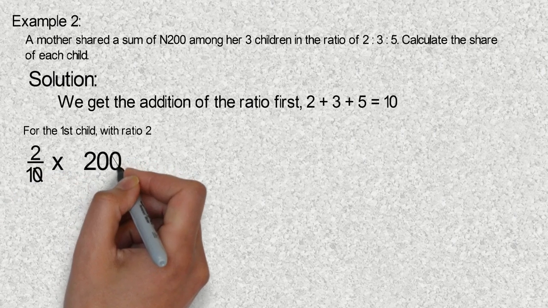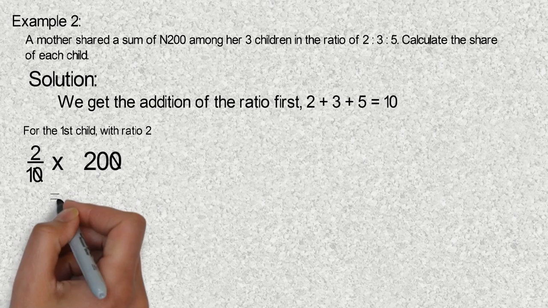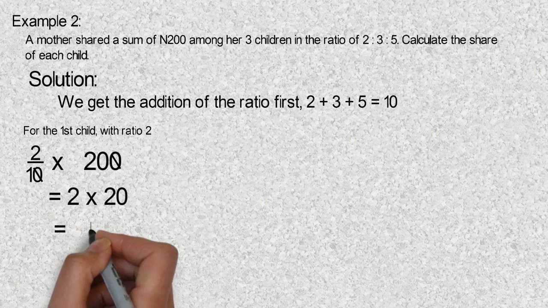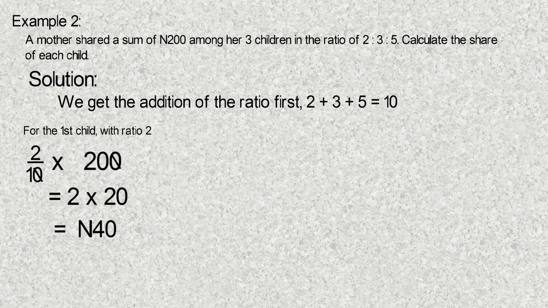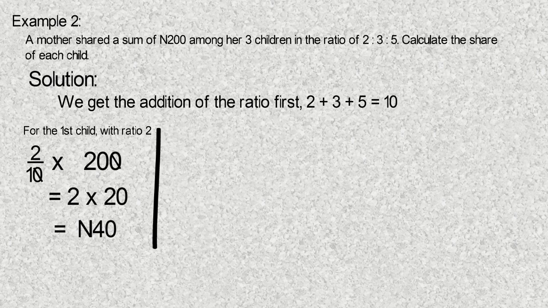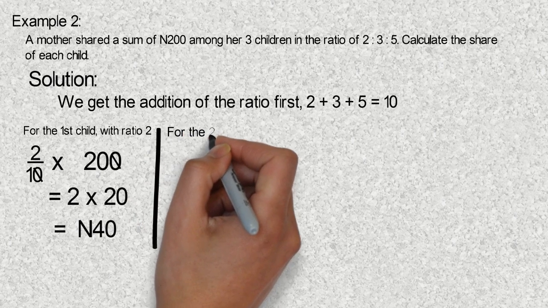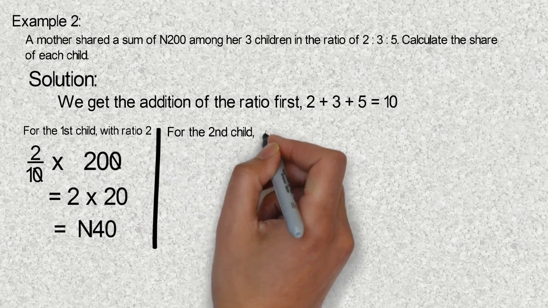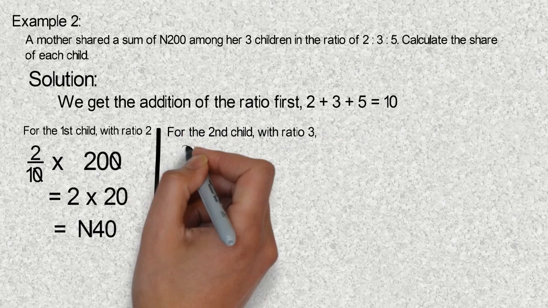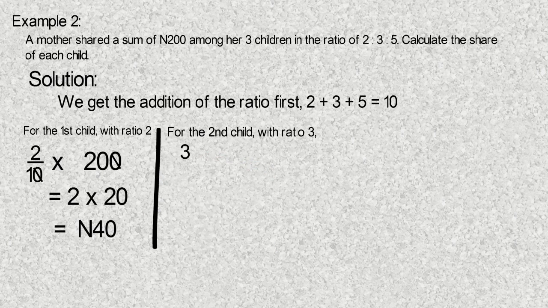So I have 2 over 10 multiplied by 200, which is equal to, so I cancel out zeros. So if I say 10 here 1, 10 here will give me 20. So I'm left with 2 multiplied by 20. So 2 times 20 will give me what? 40. So the first child is getting 40 naira. Do you get that? So for the second child also, the ratio for the second child is what?